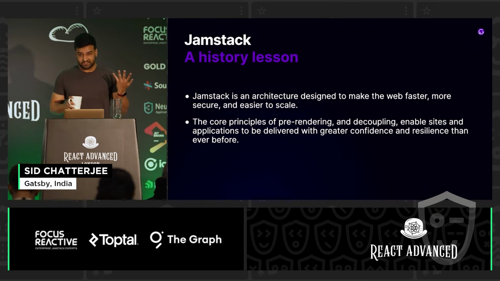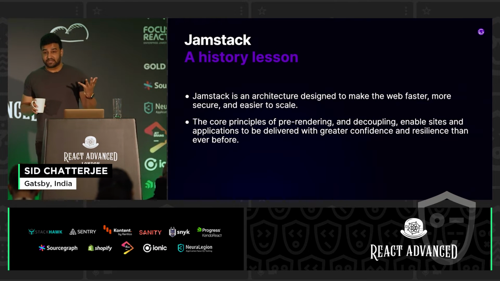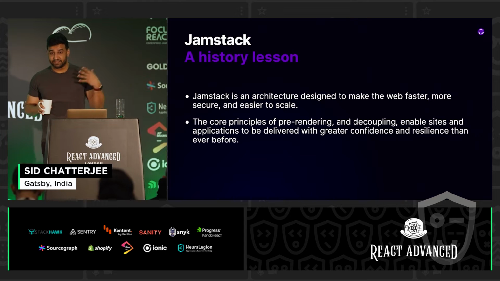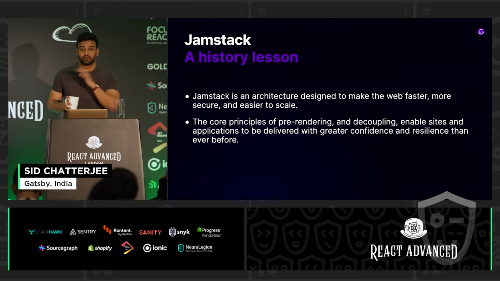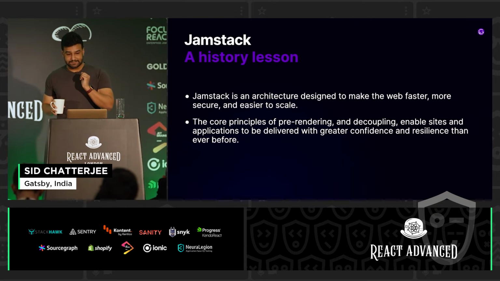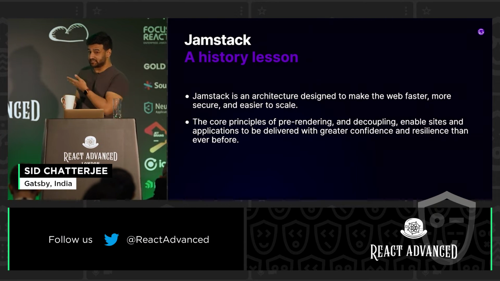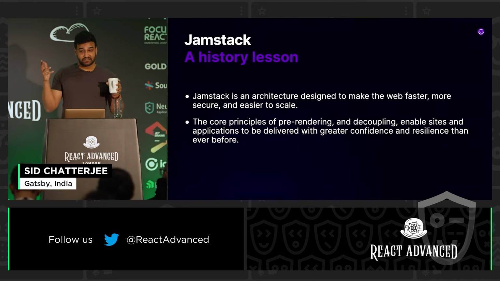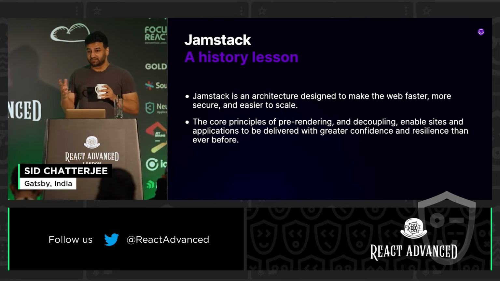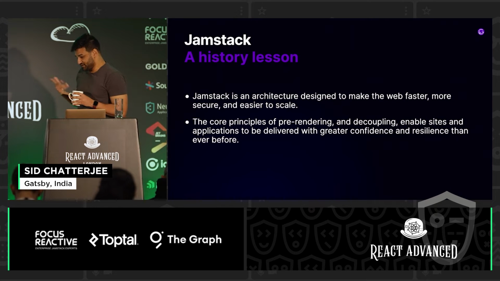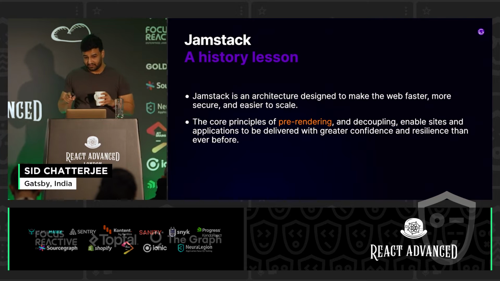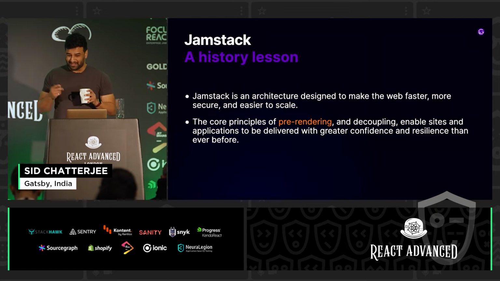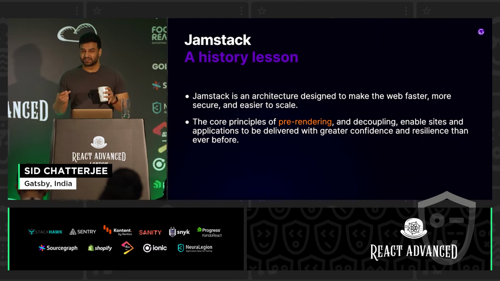The idea with the Jamstack was to pre-build your assets, HTML, CSS, JavaScript, etc., and deploy it to the edge. And the core principles, as the site says, I copy-pasted this. The core principles of pre-rendering and decoupling are supposed to give you more confidence about your site, right? The thing that's interesting about this, though, is pre-rendering. Why does that give you more confidence, and why is that more resilient?